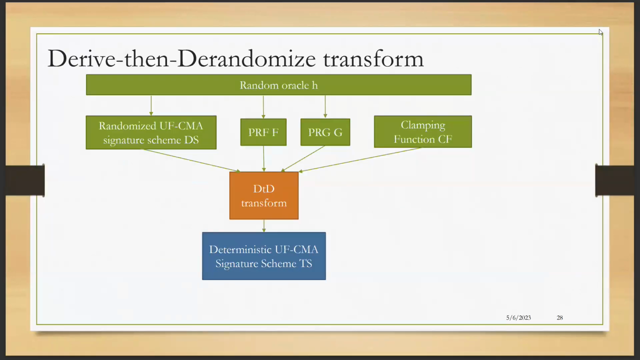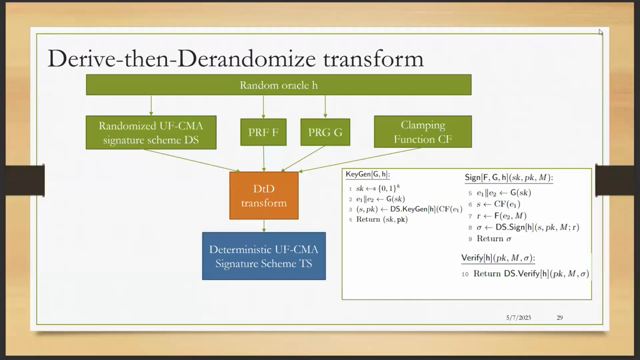So this is our transform, derived then de-randomized. And what it does is it takes in a randomized digital signature scheme, a PRF, a PRG, and a clamping function, and it builds a deterministic signature scheme. And I won't go into details on the construction, but essentially it's doing the same thing that EdDSA does. It's expanding the secret key, it's clamping, it's de-randomizing. The only thing that it doesn't do is change the underlying group.